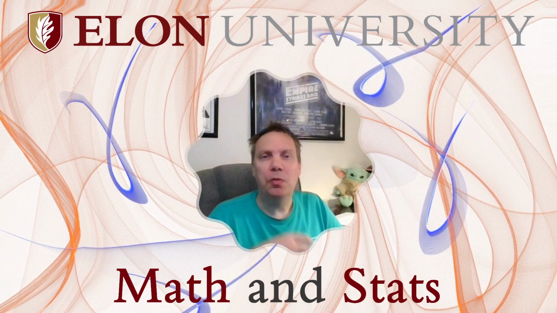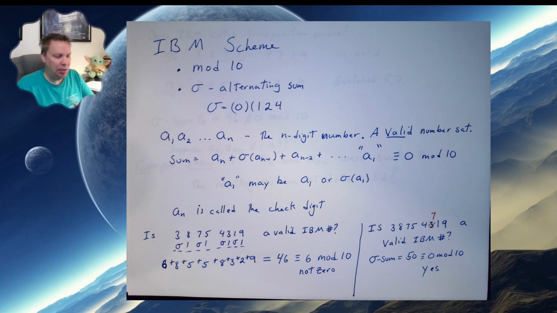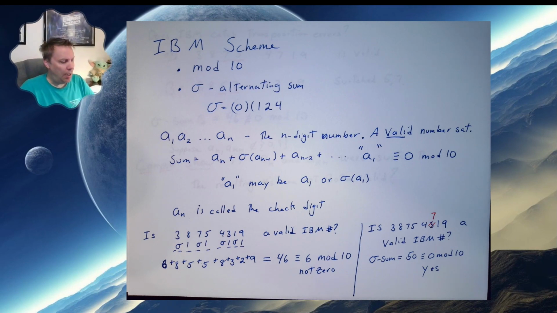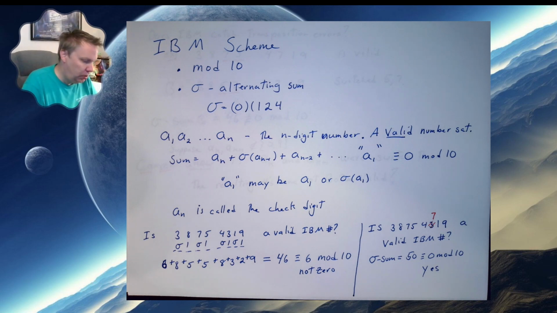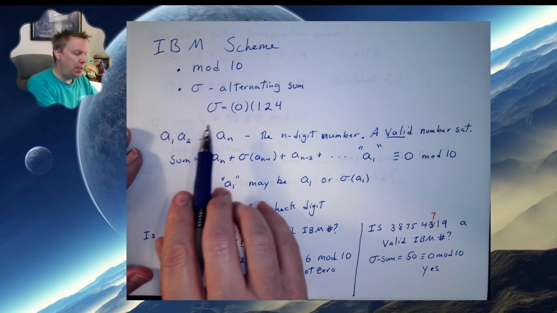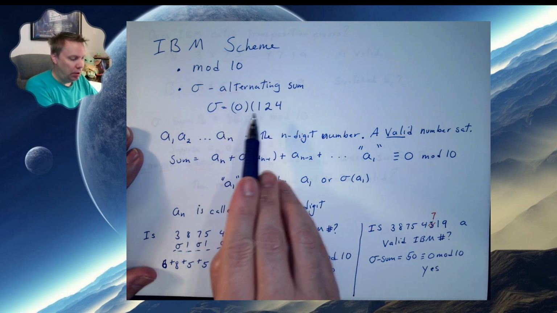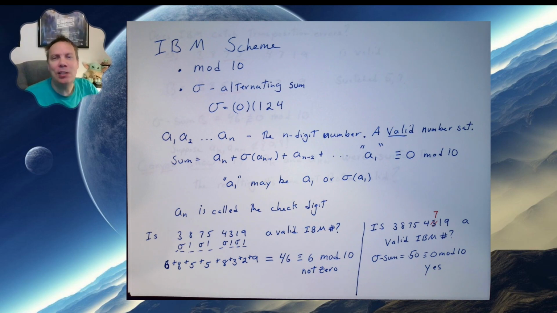So let me jump into what the IBM check digit scheme is. It is a mod 10 system, and it's a sigma alternating sum. Sigma is a function, and it's usually represented in permutation notation. Specifically, 0 is going to go to 0, 1 is going to go to 2. We're always going to read these left to right unless we hit a parentheses, and then we cycle back. Permutation notation is also known as cycle notation.